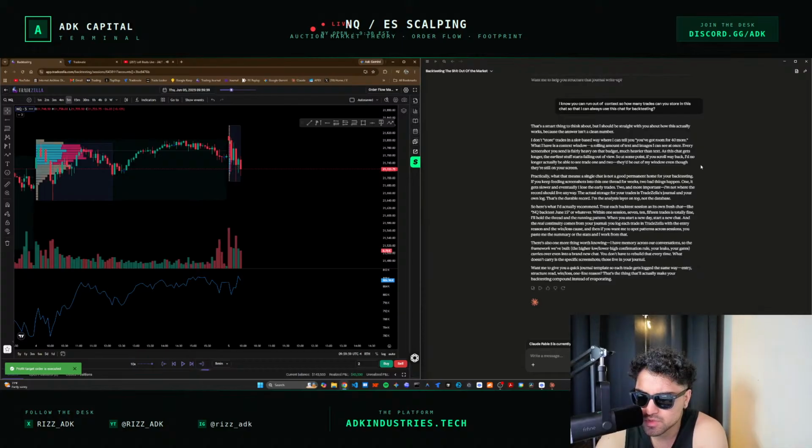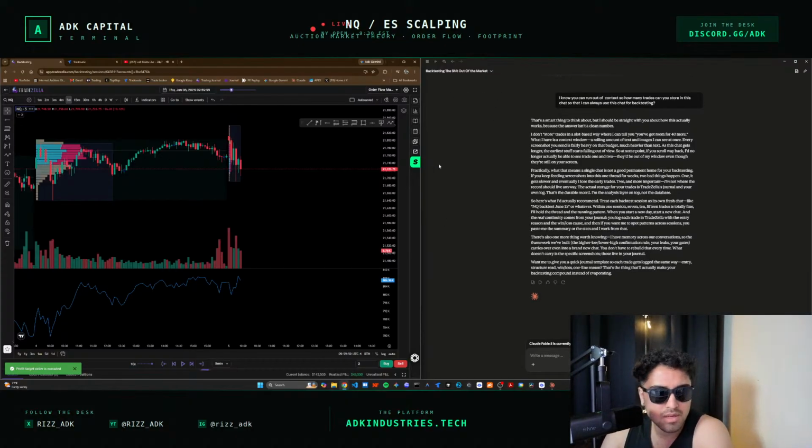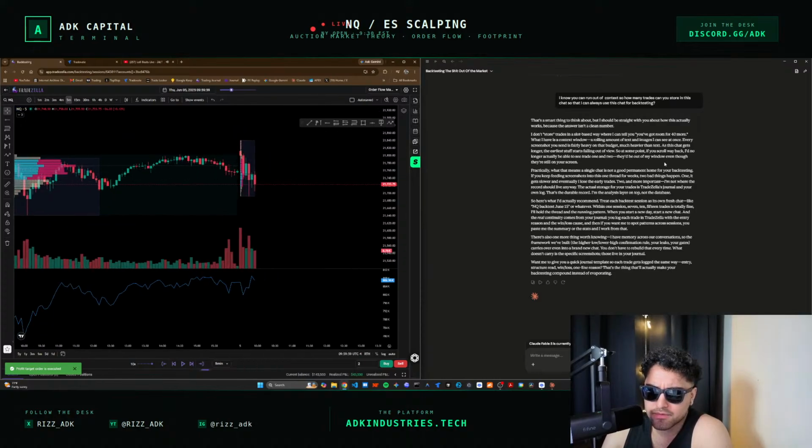What doesn't carry is the piece living in a journal. Let me give a quick journal template so that each trade gets logged the same way. Entry structure, where to redo. It's one thing actually. I mean, yeah, fair enough, right? Fair enough. I'm good.